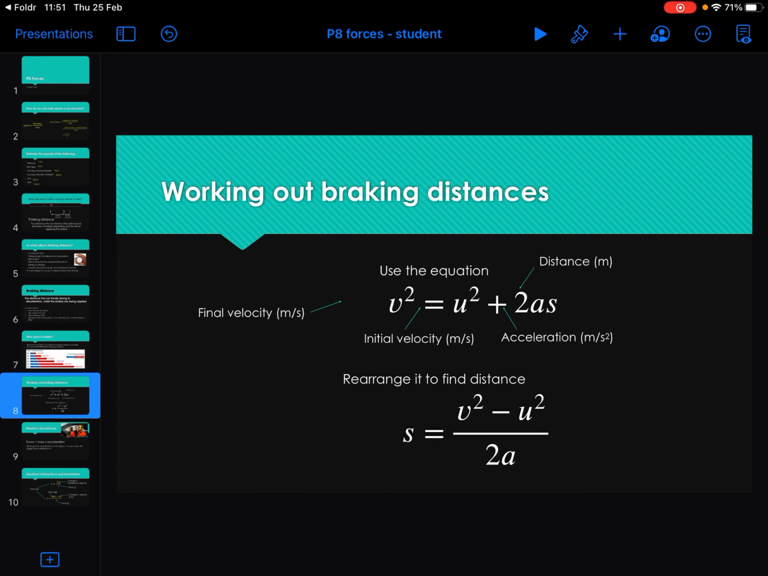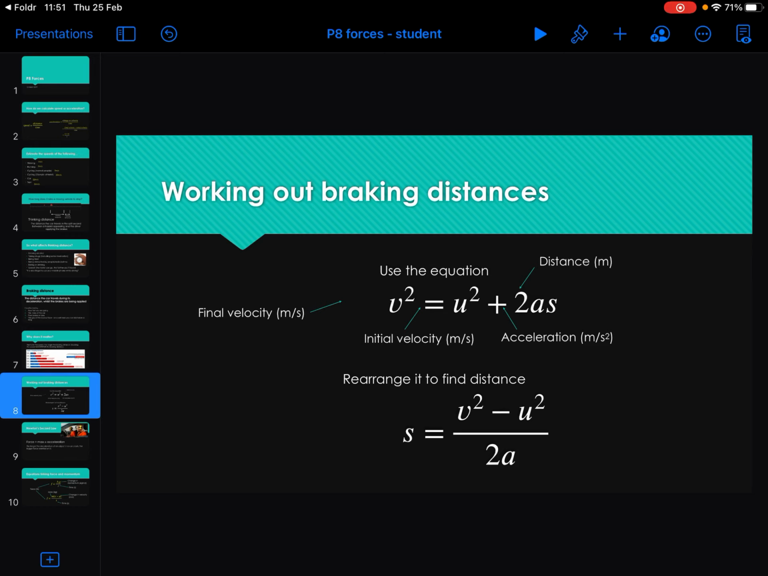Right, next bit. Again, an equation from P2. v squared equals u squared plus 2as. But this time, when you're working out braking distances, you will want to rearrange it. The top version of the equation is given to you on your equation sheet. The bottom version is not.